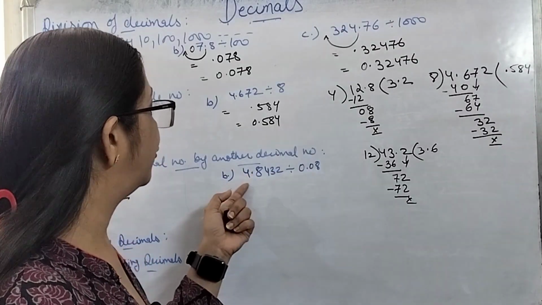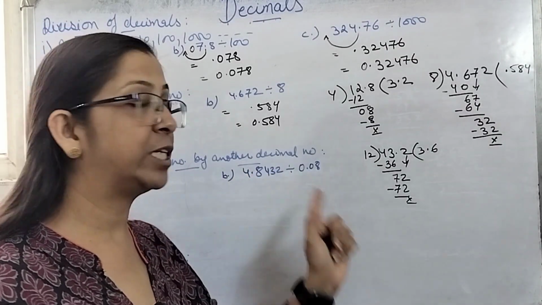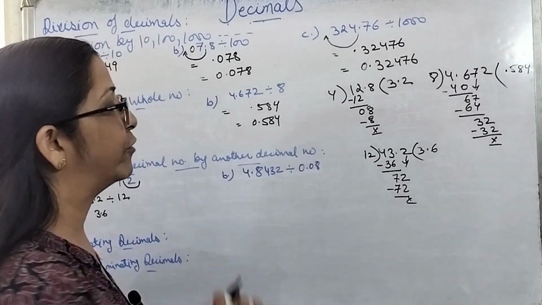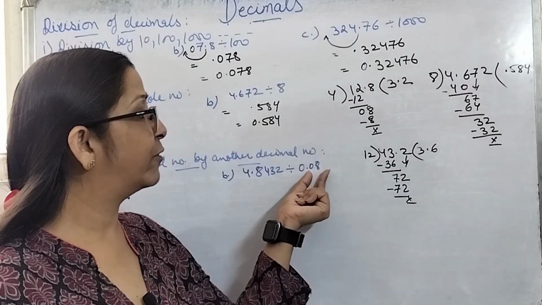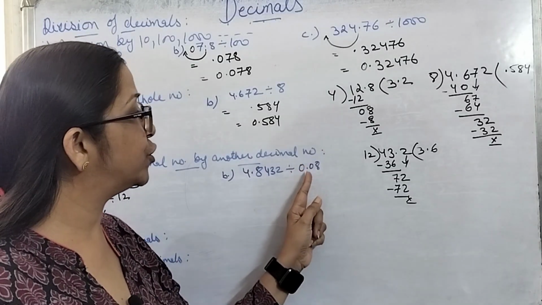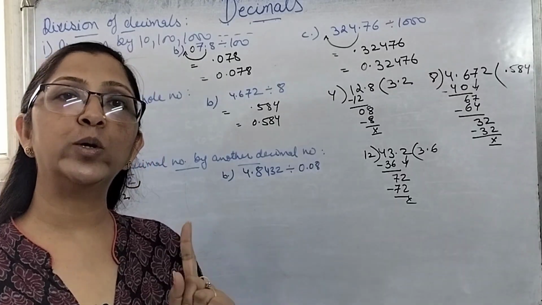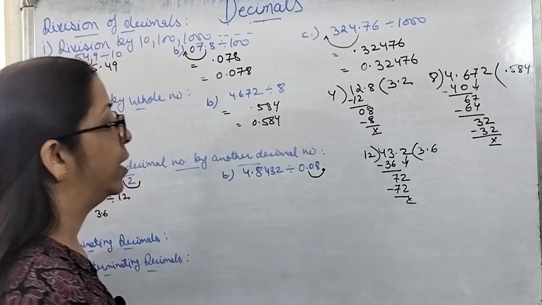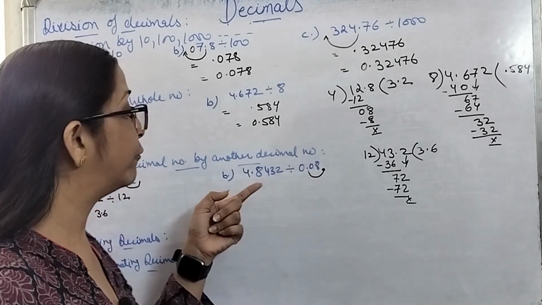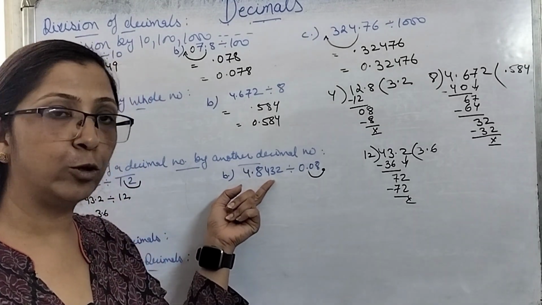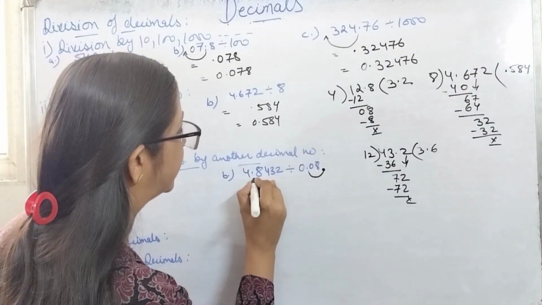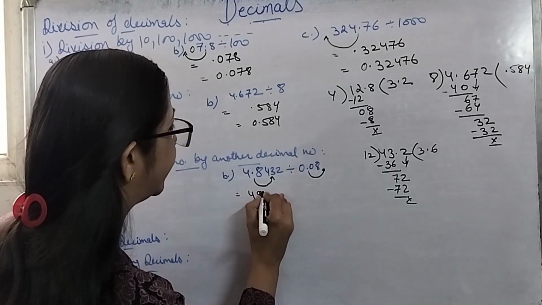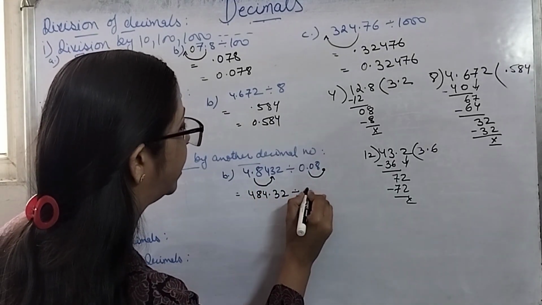Now if we have to divide 4.8432 by 0.08, here we can see in the divisor we are having 2 decimal places, in the dividend we are having 4 decimal places. So if we want the divisor to be a whole number, we have to shift this decimal by 2 digits towards the right. Right? So we have shifted this decimal towards the right by 2 digits. Now if we have shifted in the divisor, we have to shift the same thing in the dividend also. So in the dividend also we'll be shifting the decimal towards the right by 2 digits. So this will become 484.32 divided by 8.